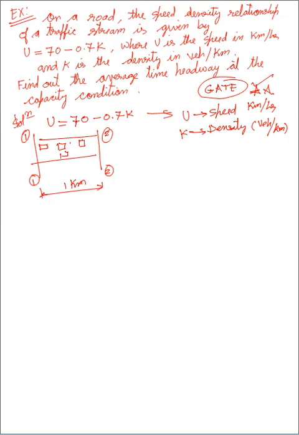Now what they are asking: find out the average time headway at the capacity condition. So first of all, what is average time headway? Average time headway means for any section, suppose I am talking about section 2.2. Suppose one vehicle is passing this point at section 2.2, suppose that time is 2 minutes. Second vehicle is passing, that is 4 minutes. So the difference 4 minus 2, so 2 minutes is your average time headway here.